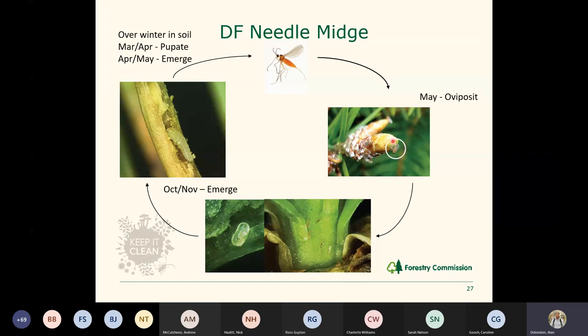So thinking about the fact that it's those bud bursts, the symptoms that you're going to observe are going to be in the current year's needles, because that's what it's attacking. Those eggs hatch and develop over a fairly short space of time, go through a number of instars, and then start to cause damage within the needles. As they develop, they cause a gall, as the name suggests, on the Douglas fir.